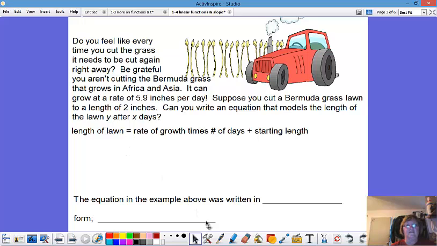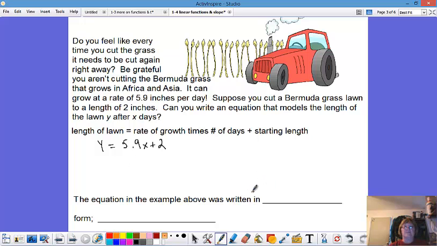Well, we can get that information from this problem. So y, the length of the lawn, will be the rate of growth. That's 5.9 inches per day if we let x stand for the number of days, and then plus a starting length of 2 inches. So again, if you think about the sense of this problem, starting at 2 inches because that's how low you mowed it, then every day after that it grows about 5.9 inches. That's some fast growing grass.